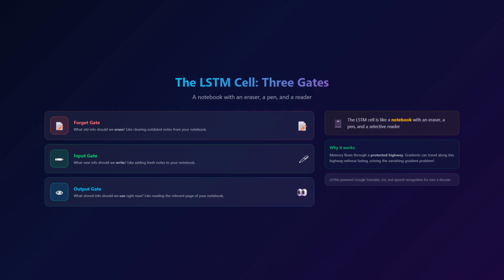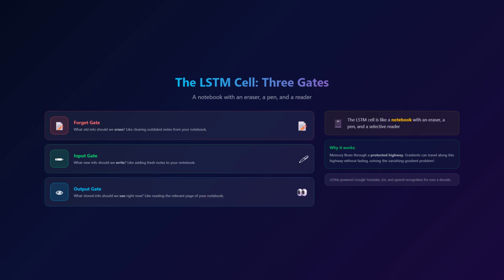The third is the output gate. It decides what part of the memory to actually use right now. You might have stored lots of context, but only some of it is relevant for predicting the next word. The output gate selects what to reveal.